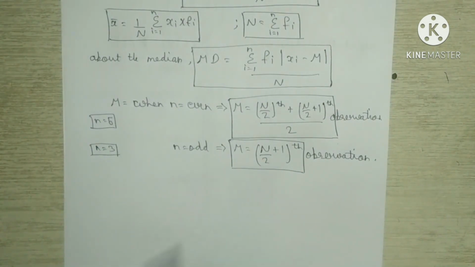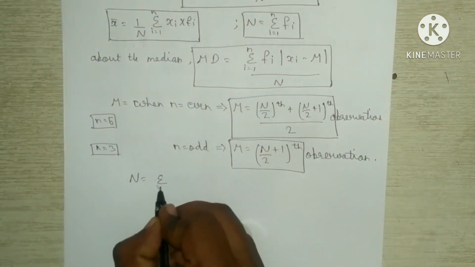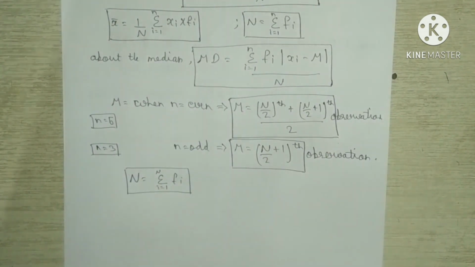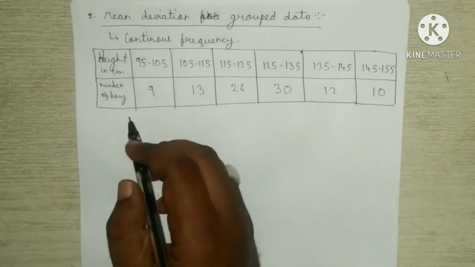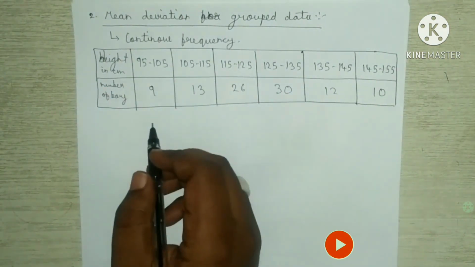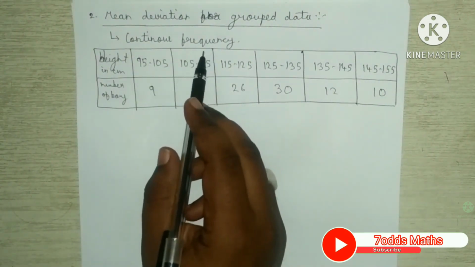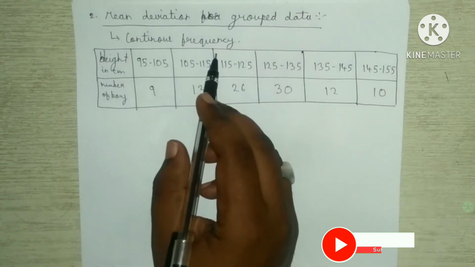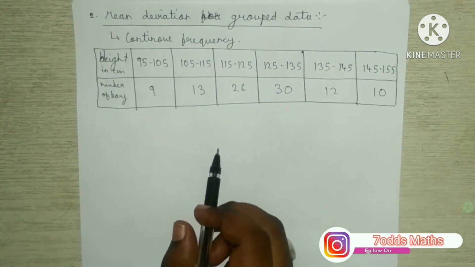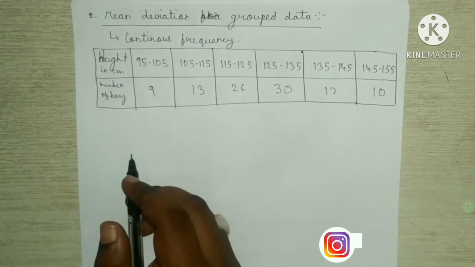Here also, n is equal to the sum of frequency. By adding all the frequencies, you can find capital N. Next, mean deviation for grouped data. Second one, continuous frequency distribution. This formula should be used only when this kind of problem is asked in the question: find the mean deviation about the mean.